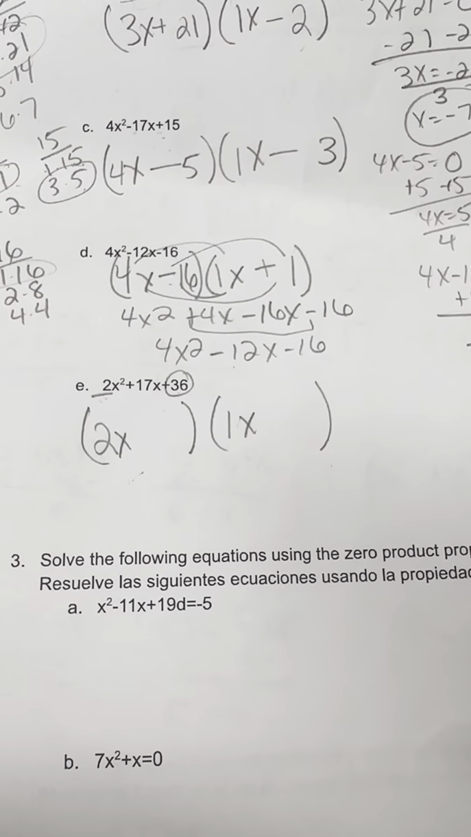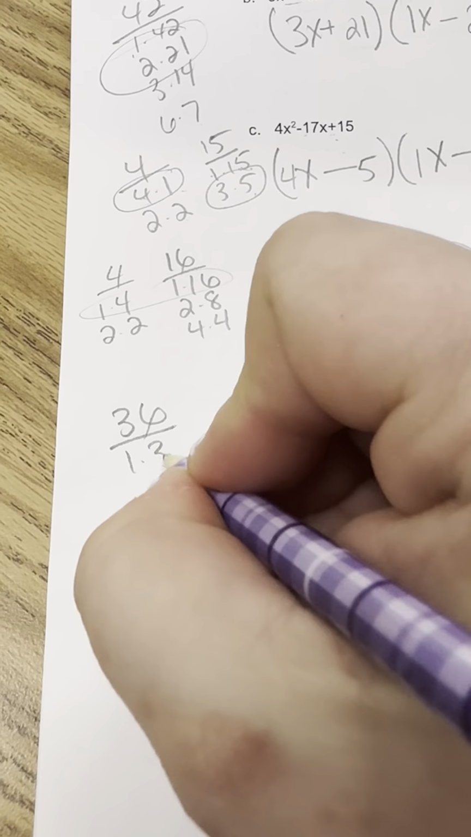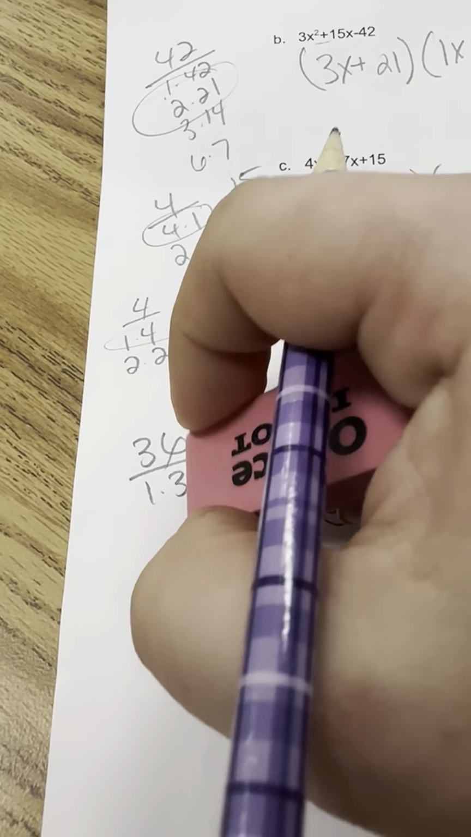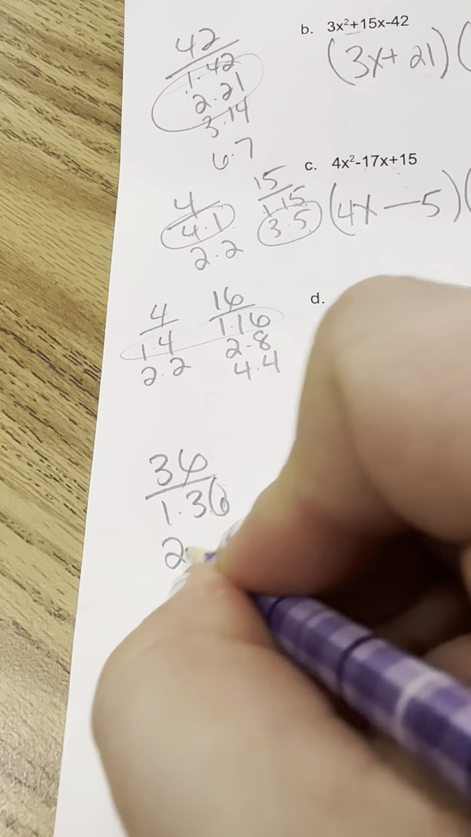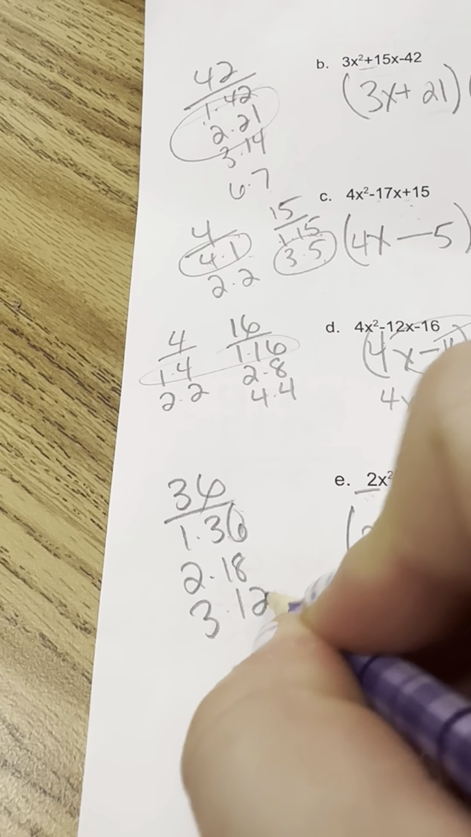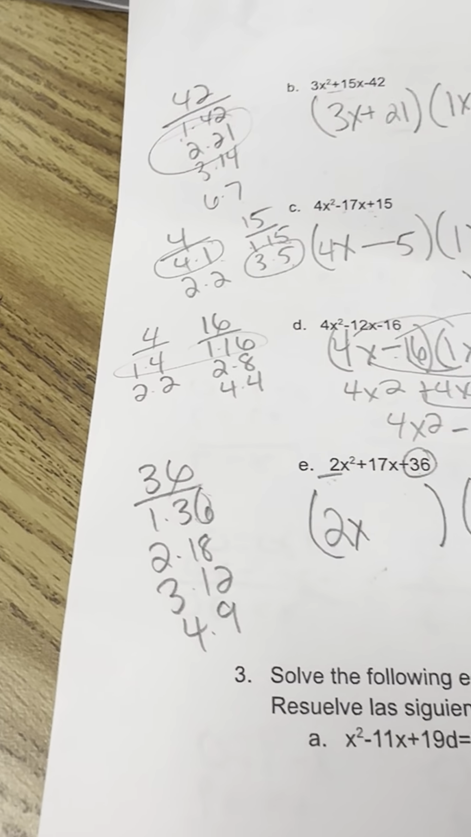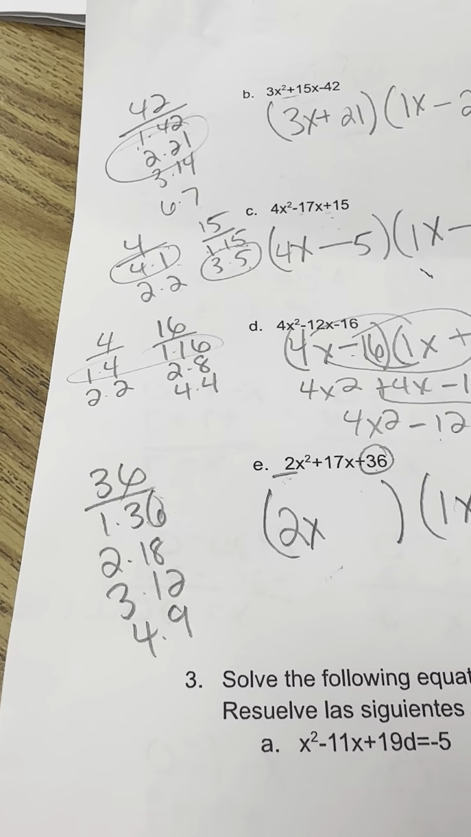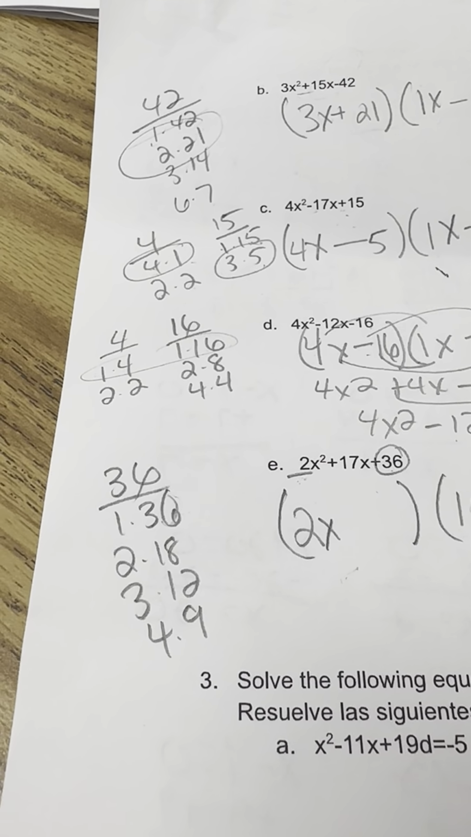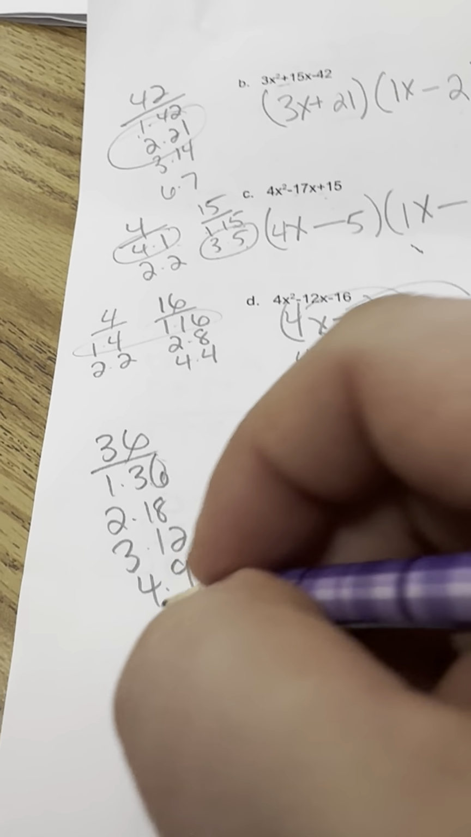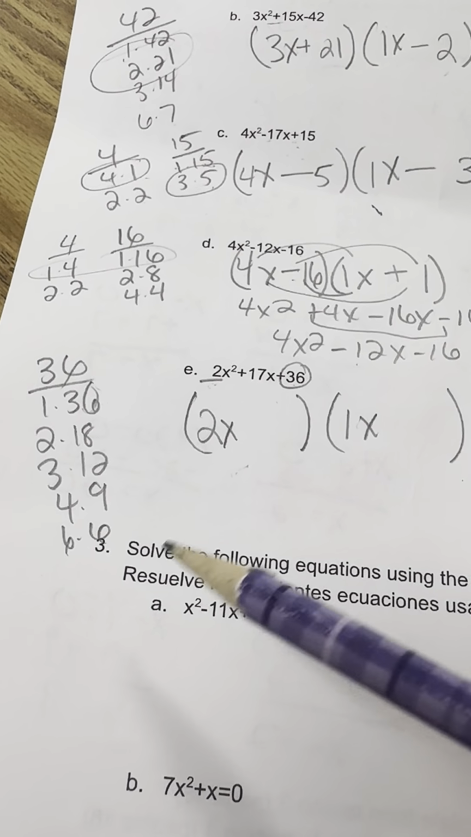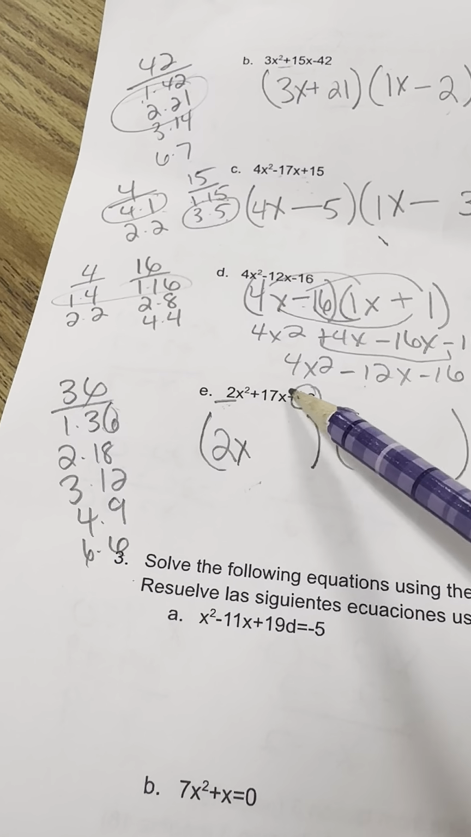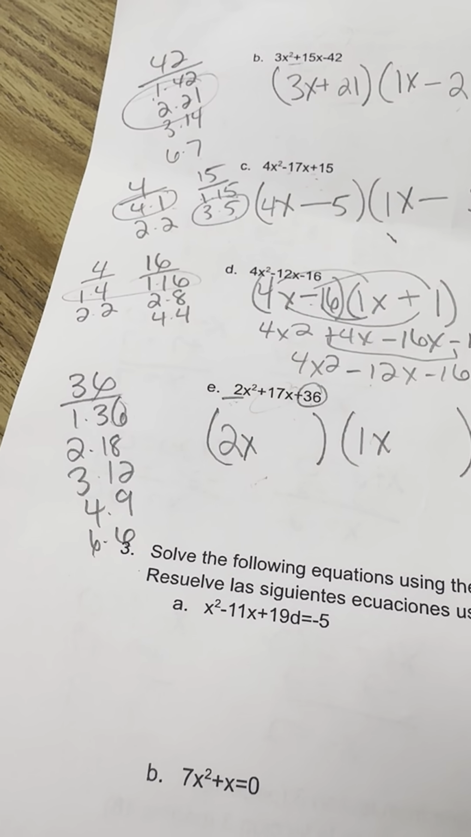Now I need to figure out 36. So my factors of 36 are 1 and 36. Nope. Sorry, I got 2 on the brain. 2 times 18, 3 times 12, 4 times 9. I think there's another one. Nope, that doesn't work. And 6 times 6. So again, I need to figure out how I'm going to get a 17 in the middle.